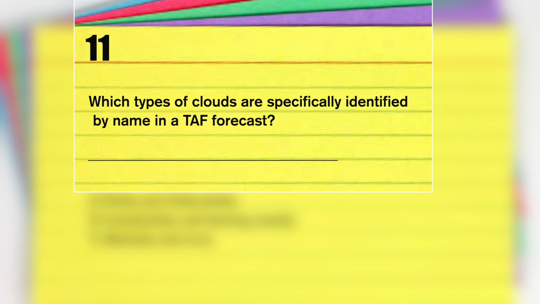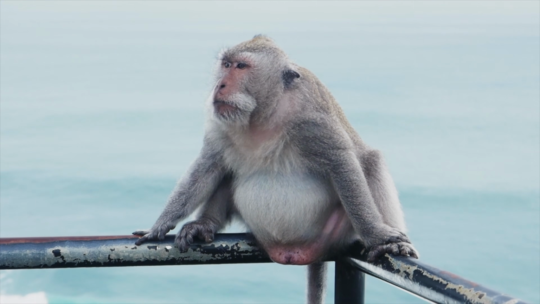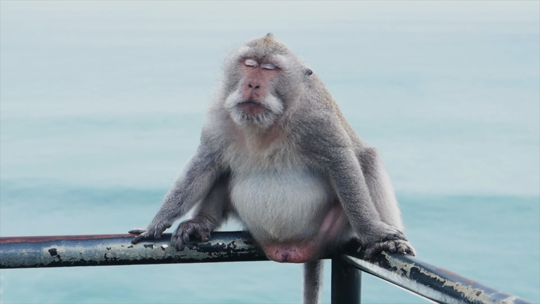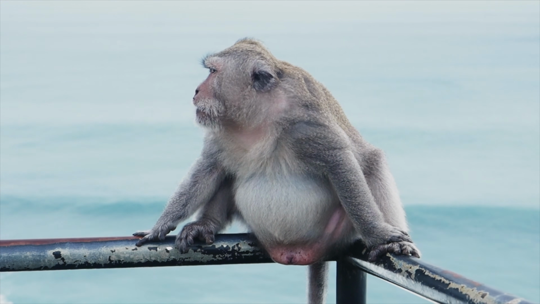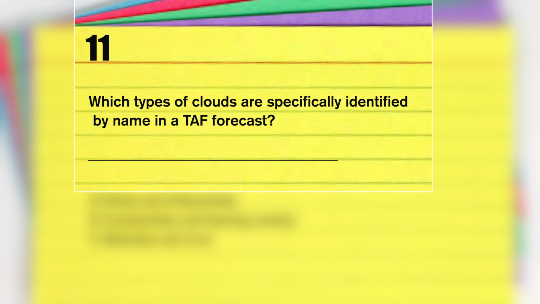Now here's another YouTube content creator with a question, but this time they did not know the answer. But guess what? I think I know the answer. Question, which type of clouds are specifically identified by name in a TAF forecast? Now I don't remember seeing any question like this on any study guide, do you? But here's the sneaky part. The FAA put this question on a Part 107 exam. And now you know why everyone is telling you that they've never seen that question before.